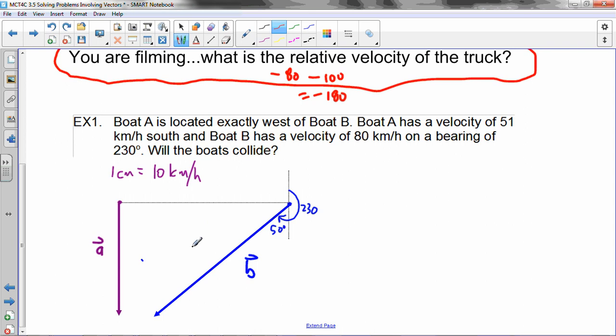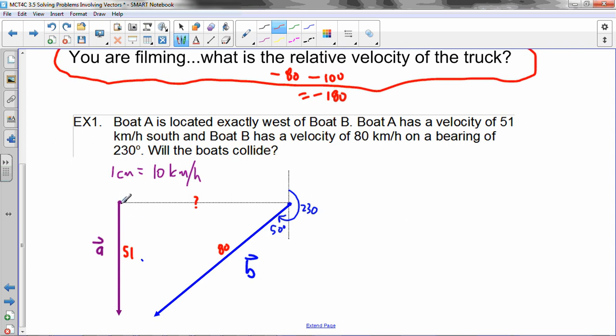So we're going to put ourselves on boat A, and we're going south at 51 kilometers per hour, and this one is 80 kilometers per hour on a bearing. Notice I've drawn a scale diagram. You don't have to. You could pause it and draw a decent job. One thing that's strange about this, we don't know the distance between them. We just know that one is west of the other.